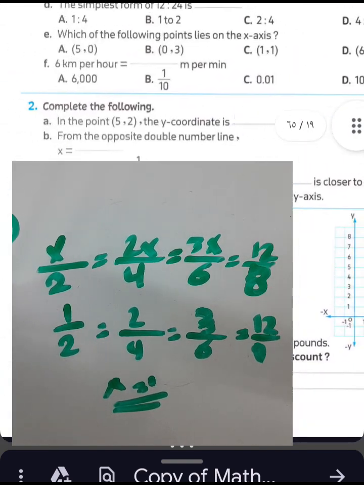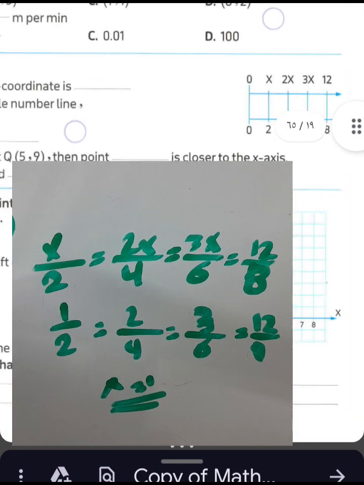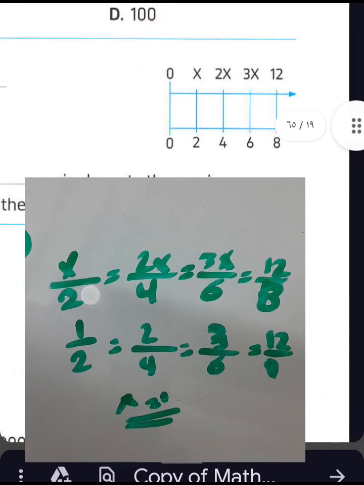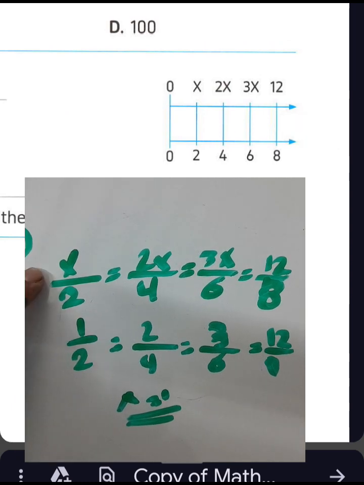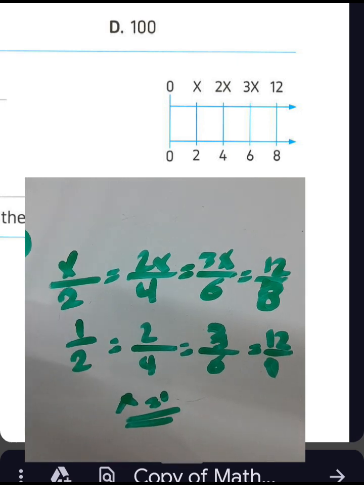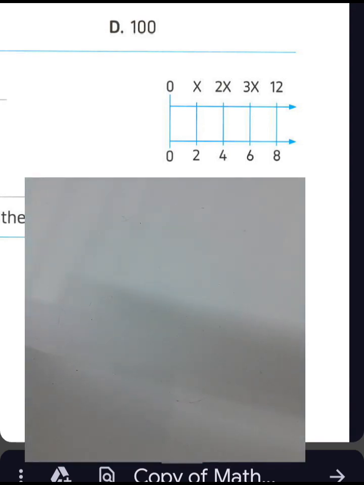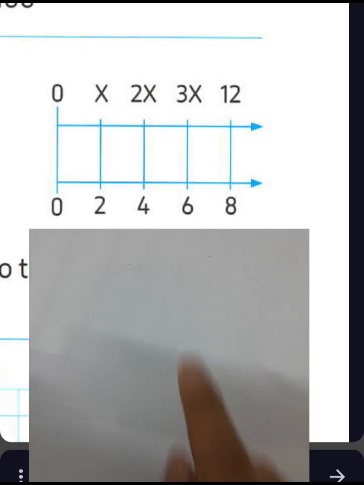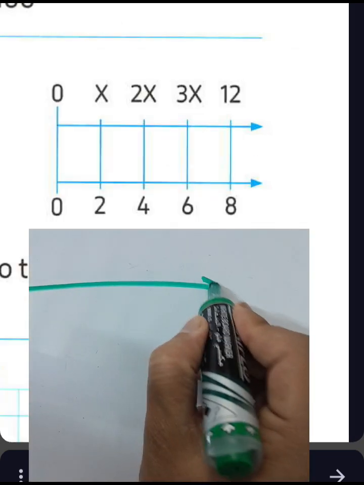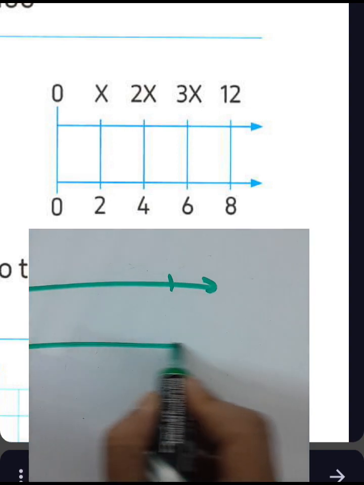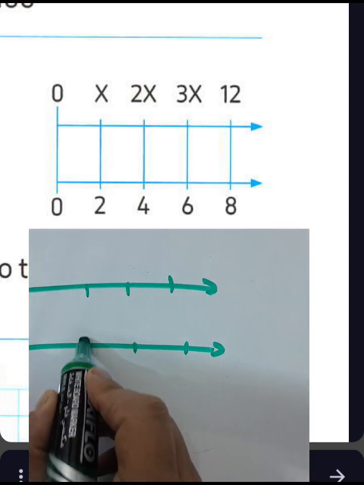In the number line here, from the opposite double number line, you want to find the value of x. We can find the value of x here, x equal 2, or you can find the product of extremes equals the product of means. About this example, the product of extremes equal the product of means. Okay, but we have 12 here, not half of 8, so we can't choose this result. Again, think with me about this example.